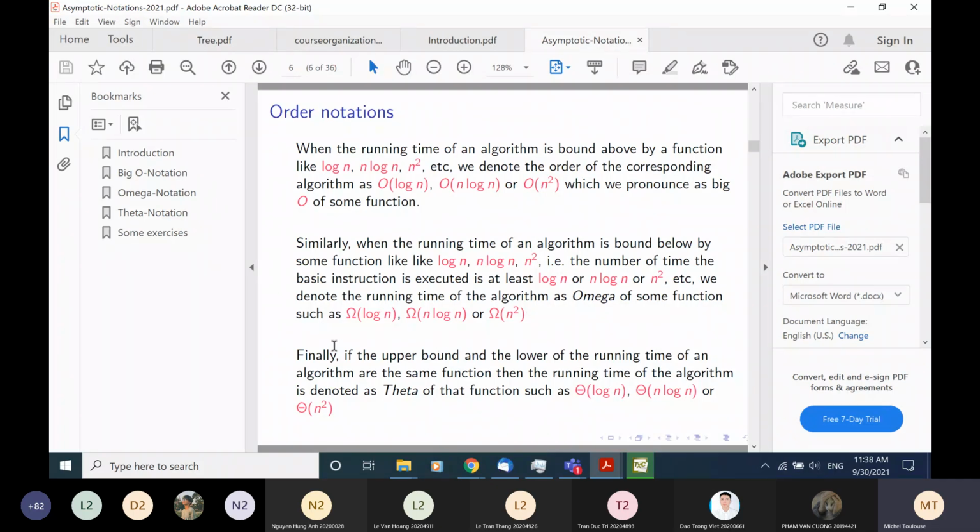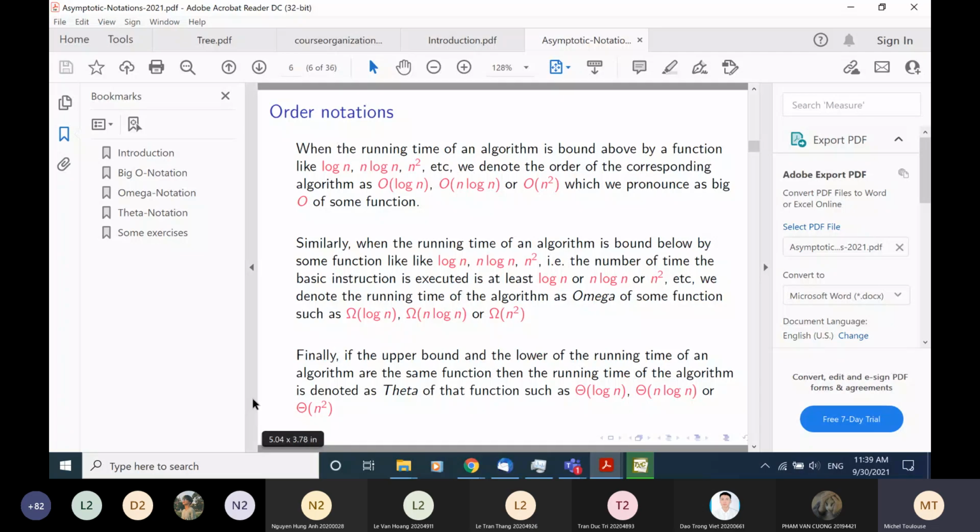And finally, we have another bounding function that is called theta. Theta bounds below and above the running time of an algorithm. Some algorithms can be bound above and below by n squared. For example, an algorithm that has a dominant term that is n squared can be classified as being bound above by n squared and bound below by n squared. So the lower bound and the upper bound of this algorithm is the same. In this case, we say that the algorithm is running in theta n squared.